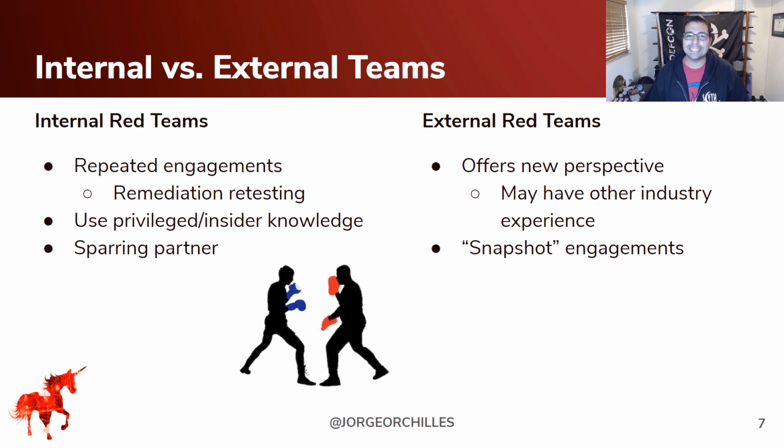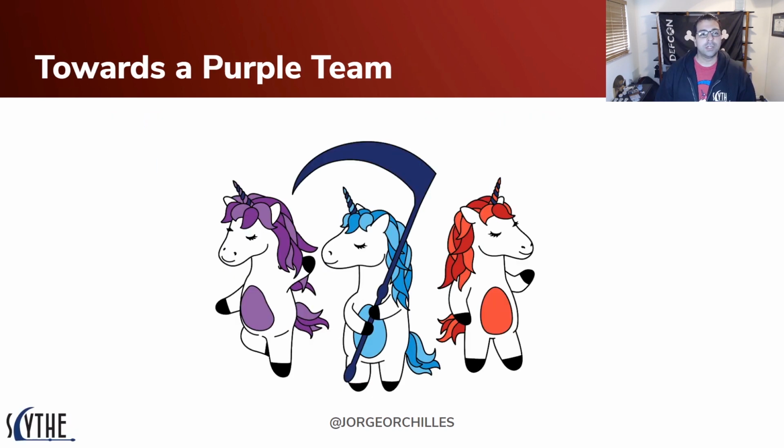And these are mostly snapshot engagements, right? They come in once a year, they do the test, they leave a report, maybe they do a red team reveal or a replay, and then they don't come back for at least a year. So it's very snapshot and point in time oriented. So why don't we move towards a purple team, especially for those internal teams?